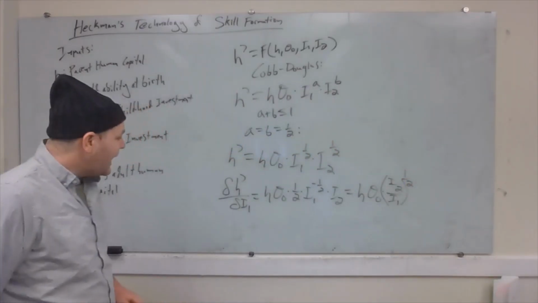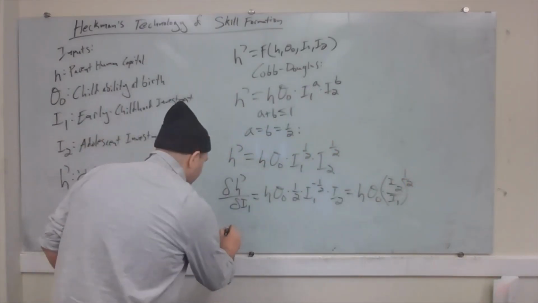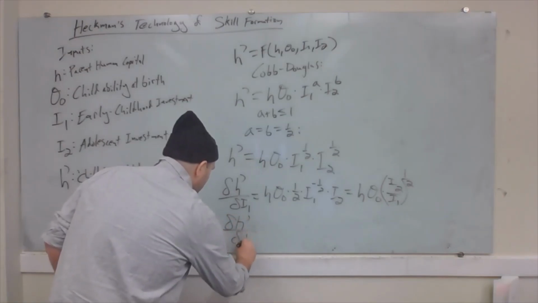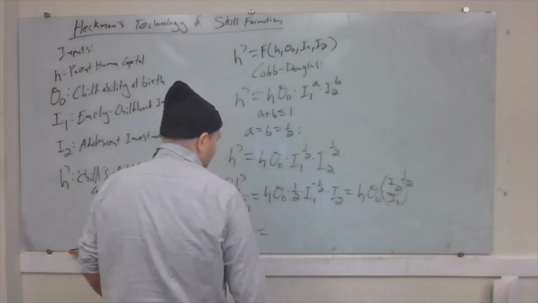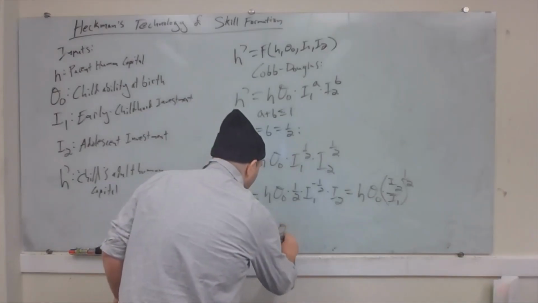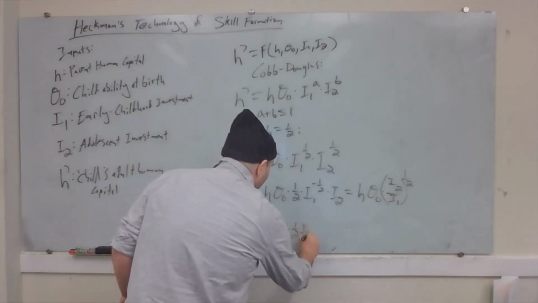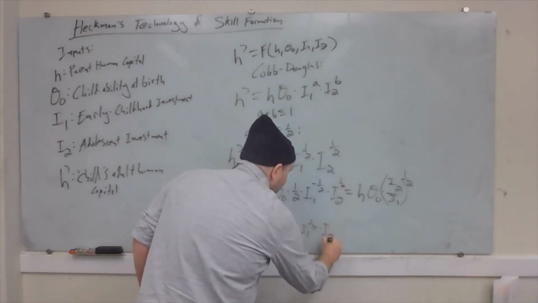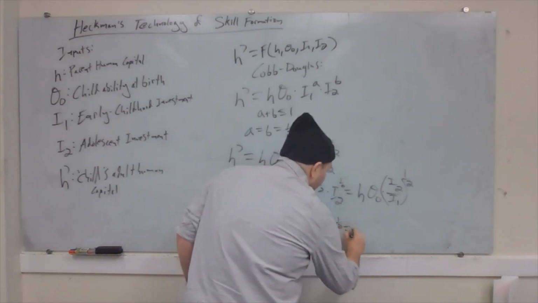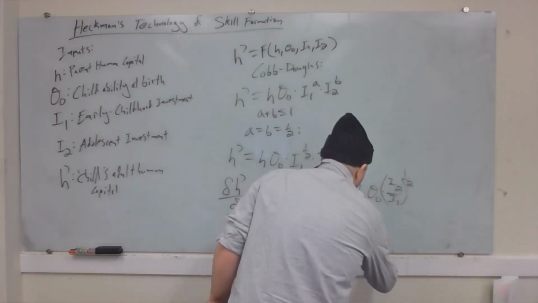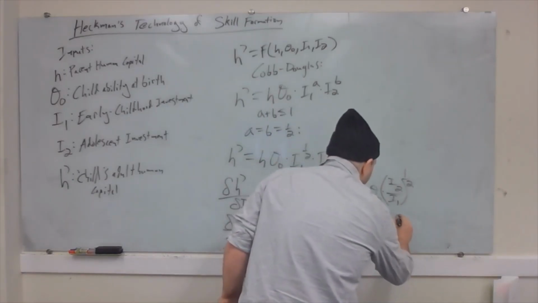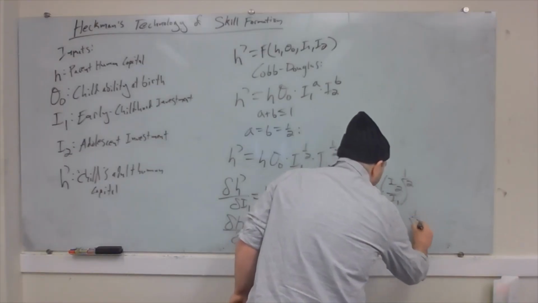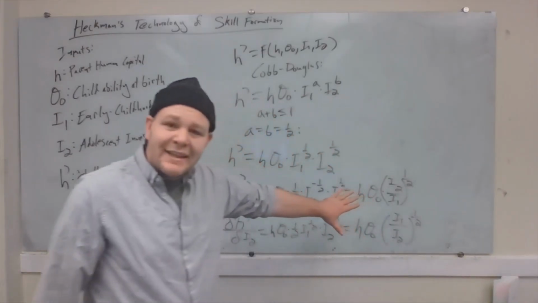right? And likewise, we can say that the dH prime dI2 is going to equal H sigma naught times 1/2 I1 to the 1/2 times I2 to the negative 1/2, right, which is going to equal H times sigma naught times I1 over I2 all to the 1/2. So what's this telling us?